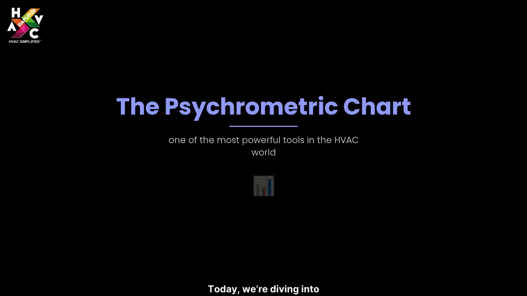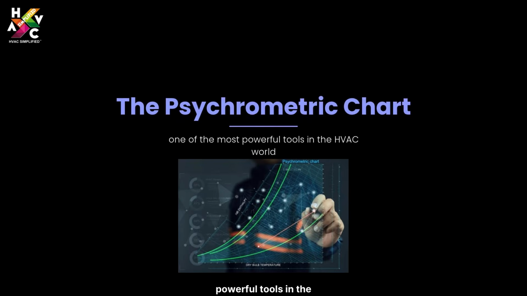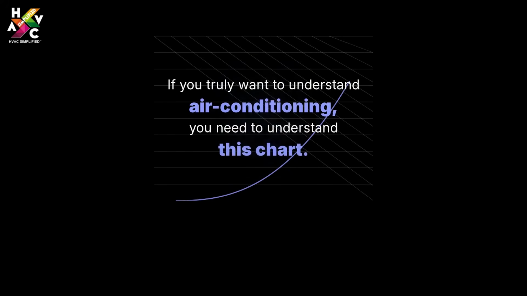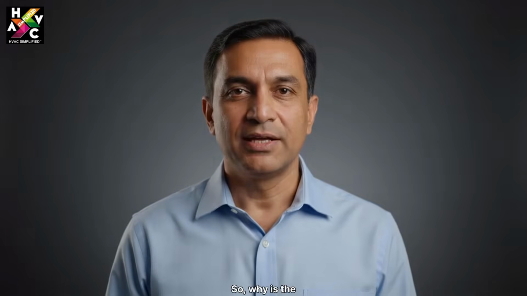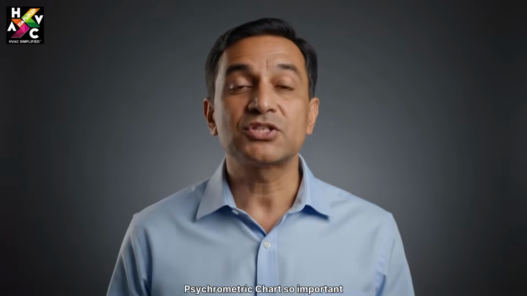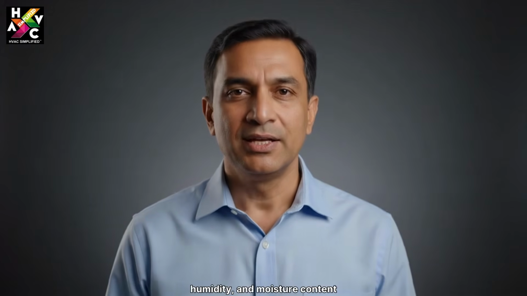Today, we're diving into one of the most powerful tools in the HVAC world, the Psychrometric Chart. If you truly want to understand air conditioning, you need to understand this chart. So, why is the Psychrometric Chart so important in HVAC? Because air is never just air, it's a mixture of dry air and water vapor. And the condition of this air, its temperature, humidity, and moisture content, directly affects comfort, energy use, and equipment performance.